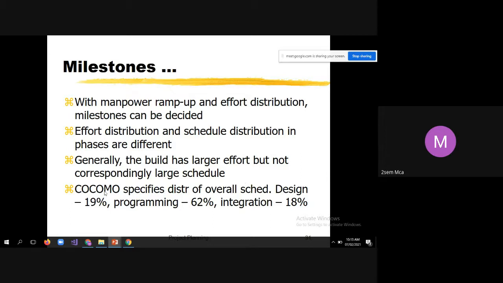Look at here. The COCOMO model specifies distribution of the overall schedule. For design, 19% of the effort, and for programming, 62% of the effort. For integration and testing, 18% of the effort, as per the bottom-up approach. As per the bottom-up approach, the COCOMO model says design 19%, programming 62%, and integration 18% of the overall effort is required.